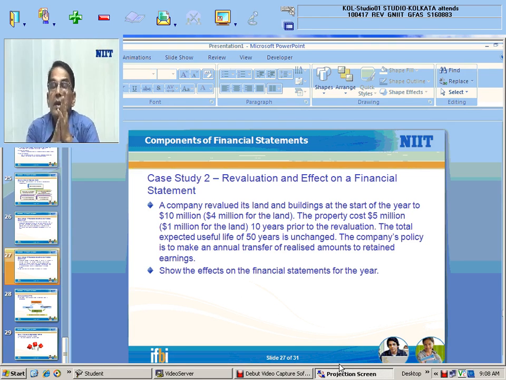So the property has been depreciated based on its cost. For land there is no depreciation. So the building was getting depreciated for the last 10 years. The building which cost $4 million was being depreciated over 10 years with a useful life of 50 years. So 10 by 50, that is one fifth of the building has already been depreciated. So the carrying value of the property is: one fifth of 4 million has been depreciated, that means 800,000 has been depreciated. So the building's carrying value was 3.2 million, land was 1 million, so carrying value was 4.2 million after depreciation of 10 years.